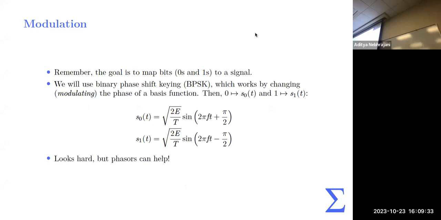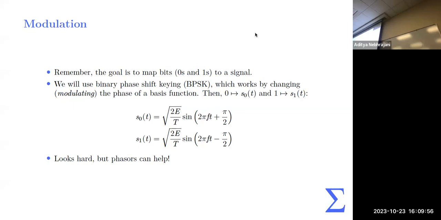Right? So we will use this thing called binary phase shift keying, which basically the main idea is you have some sort of basis function and some sort of sinusoid, right? To send a 1, you change the phase to something, and to send a 0, you change the phase to something else. So I'll show you what this looks like in the time domain in a second. And it looks hard, obviously. But the really important part is these two quantities.